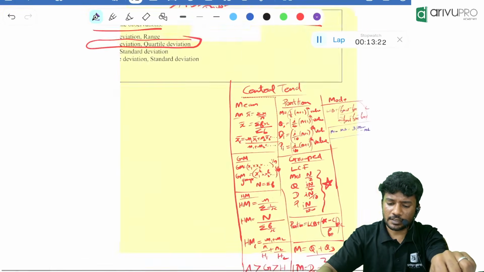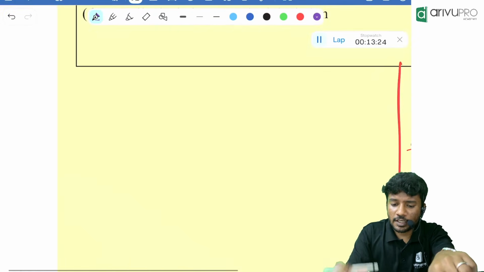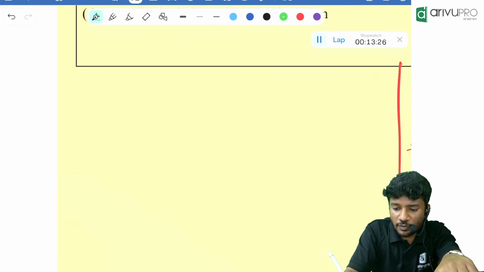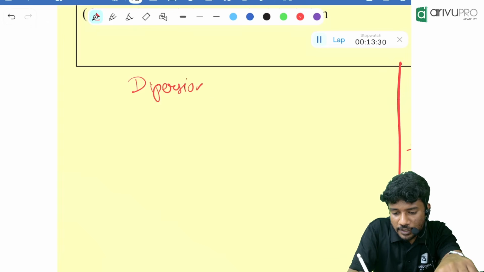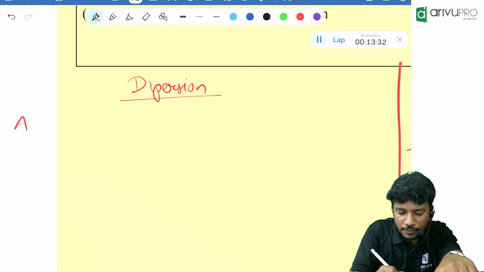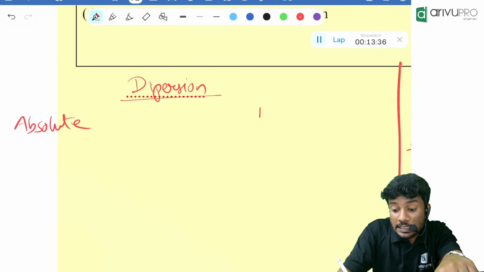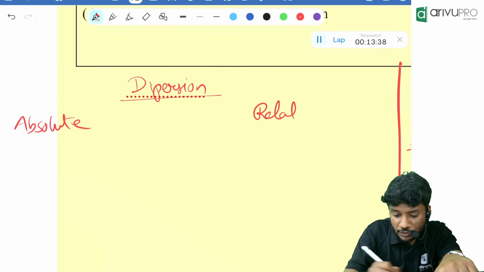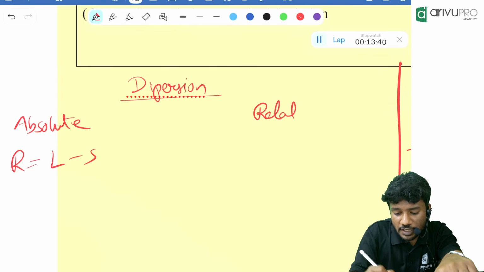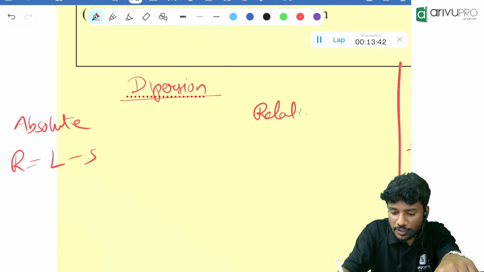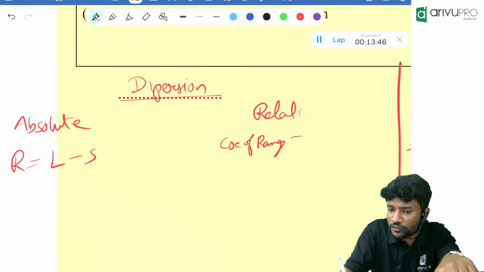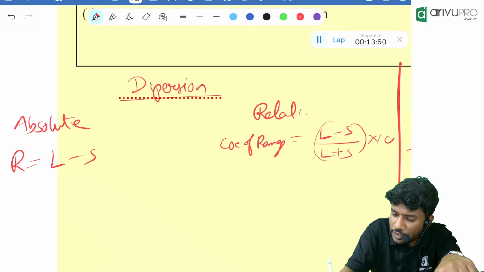Now, people, that is completed. Then you have dispersion, correct, everyone? Dispersion has 2 types: absolute and relative. Absolute is range. What is the formula for range? Largest minus smallest. The relative measure is the coefficient of range. What is the coefficient of range? Largest minus smallest divided by largest plus smallest, into 100.